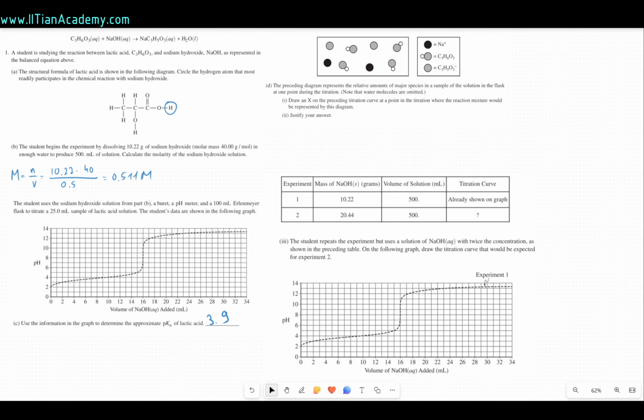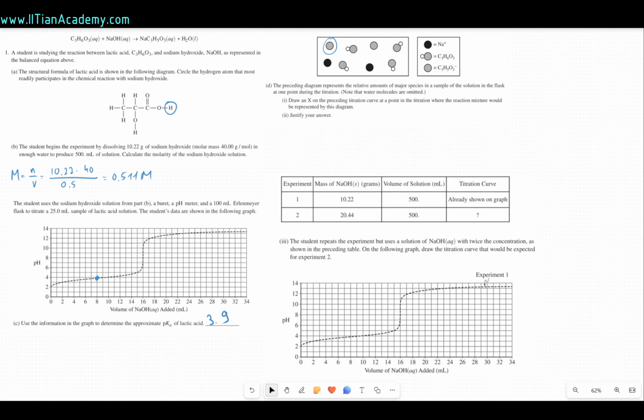And what we can see here is that there are more acid particles than there are conjugate base particles. So we can see these gray particles over here. There are more of these than the conjugate base. So what that means is that we are before the half equivalence point because we still have more acid particles and they haven't been used up. So we need to draw an X somewhere before the half equivalence point.